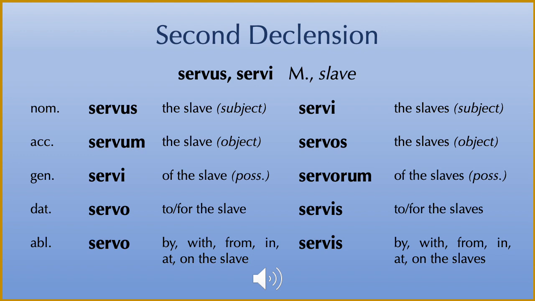Similarly, in the ablative singular, rather than serva with that long a, we find servo with a long o. So the a vowel is changing to an o vowel. In the accusative singular, rather than -am, we find -um. But all accusative singular words in Latin end in m, and all accusative plural words end in s.